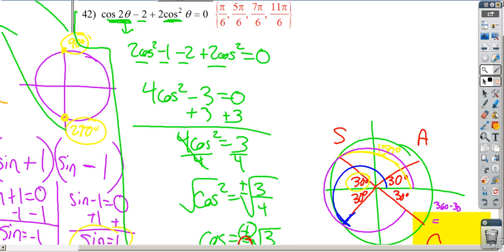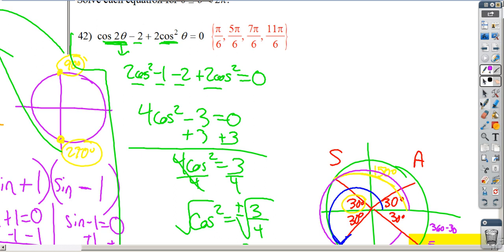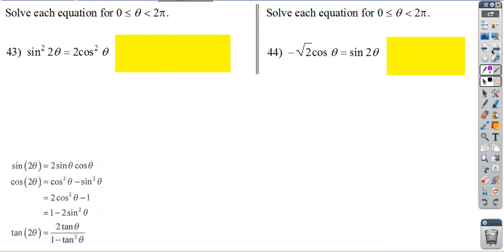And pi over 6 is 30. So that one works. This one, it converts to 150. That one converts to 210, and that one converts to 330, so it does work. And that is most of the equations that you would see using double angles. In the next video, we'll start with number 43. That's actually still a couple more double angles, but we'll see some of the other strategies as well.